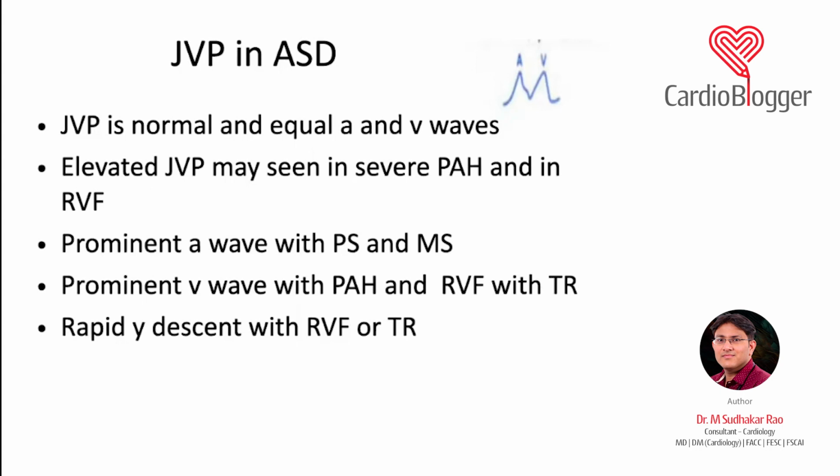What happens with ASD with MR, as I already discussed, V waves become prominent in JVP because the MR waves are reflected via the RA. So the V waves become prominent. And in a patient with pulmonary stenosis, ASD with PS is one of the causes of a prominent A wave. ASD with Lutembacher is one of the causes of prominent A wave in JVP.